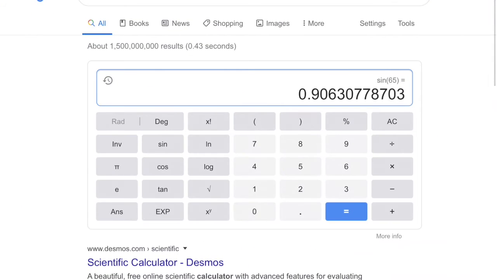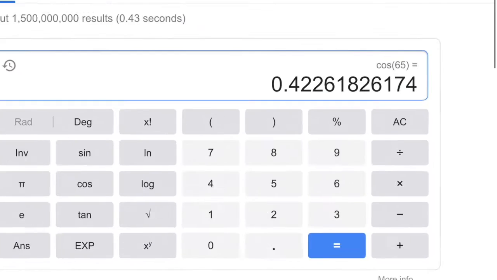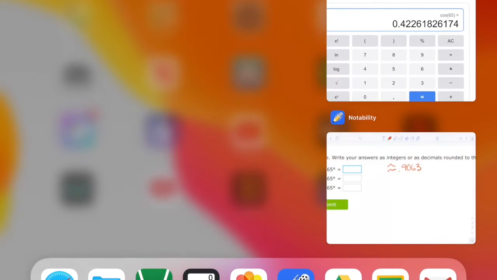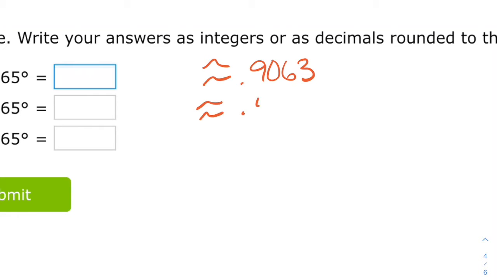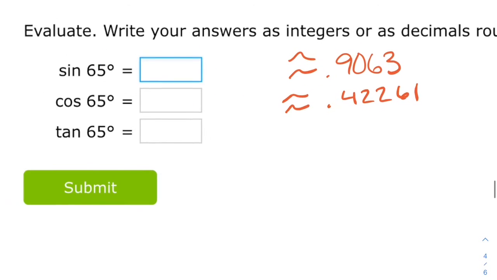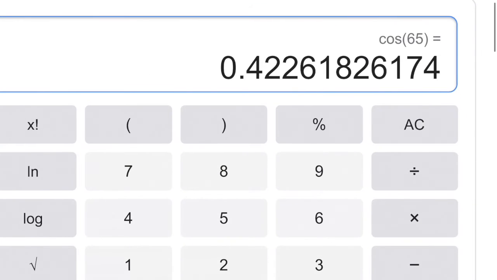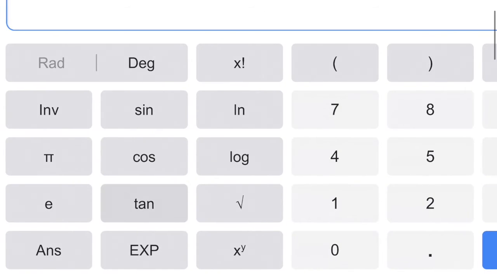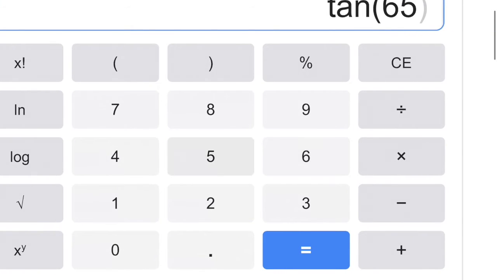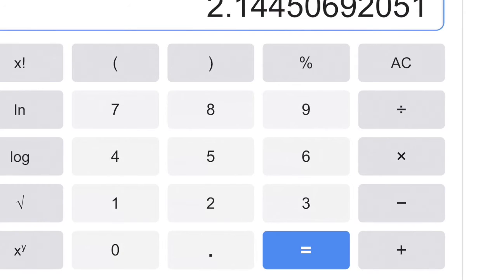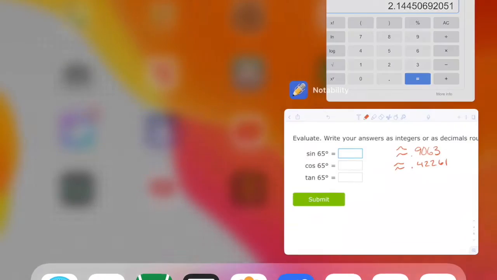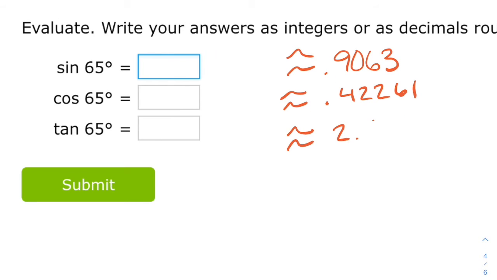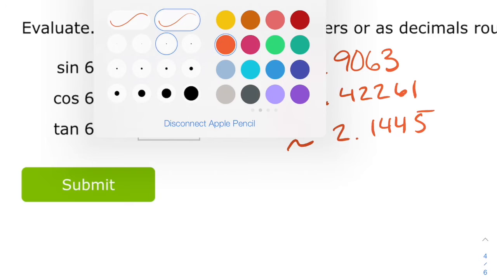Okay, now cosine of 65. Oops. Some calculators you have to type in the 65 first. 0.42261. And then the last one, tangent 65. Tangent of 65 is 2.1445. So now we just need to round these.